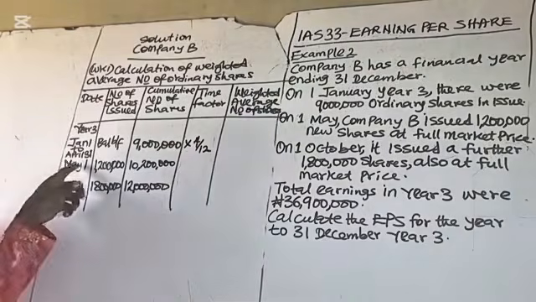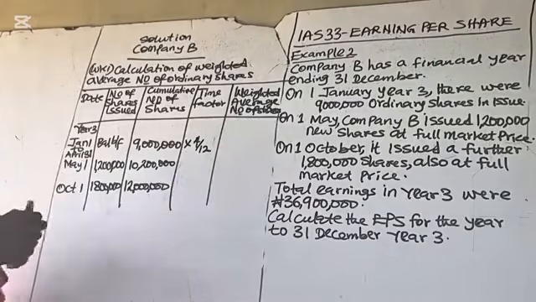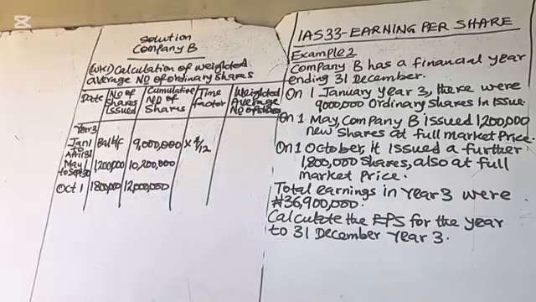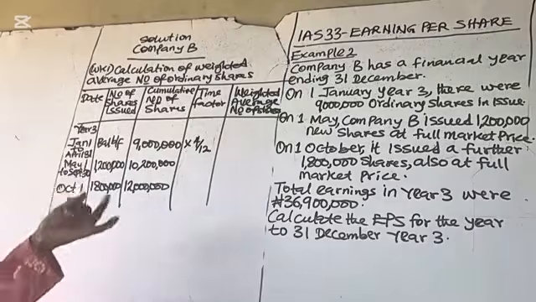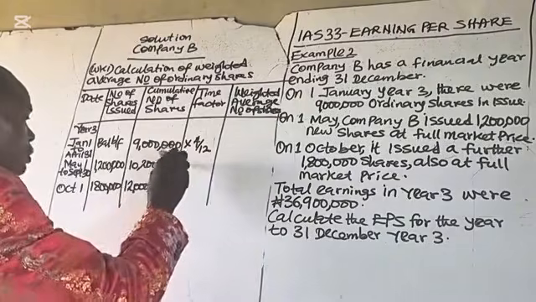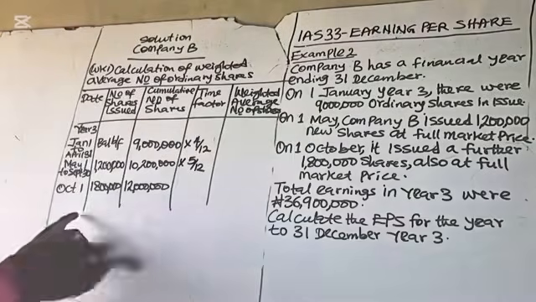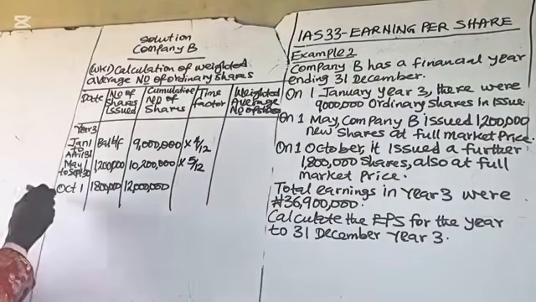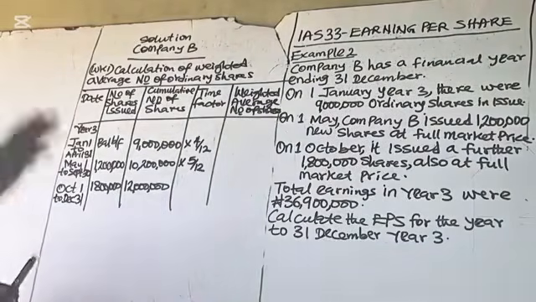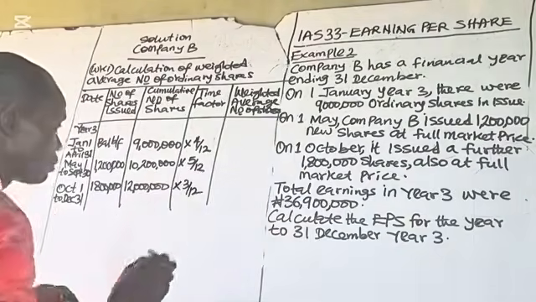This was issued in May 1st. The next issue will be made in October 1st. That means we have to September 30. Now, how many months is that? May, June, July, August, September. That is 5 months, times 5 over 12. Now, the year end is December 31st. That means this one will be from October 1st to December 31st. How many months is that? October, November, December. 3 months. So we have times 3 over 12.